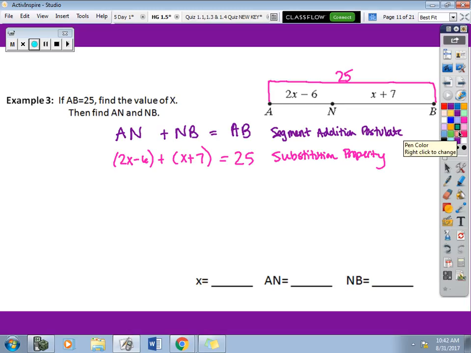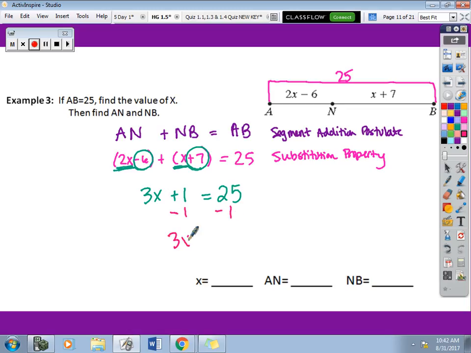So again, you're kind of distributing a positive 1, which does nothing. So the parentheses really go away. So I'm really taking 2x plus x, which is 3x. Now be careful, this is a negative 6, positive 7, get me a positive 1, it's 25. And then we solve, subtract, and divide. We get x equals 8.